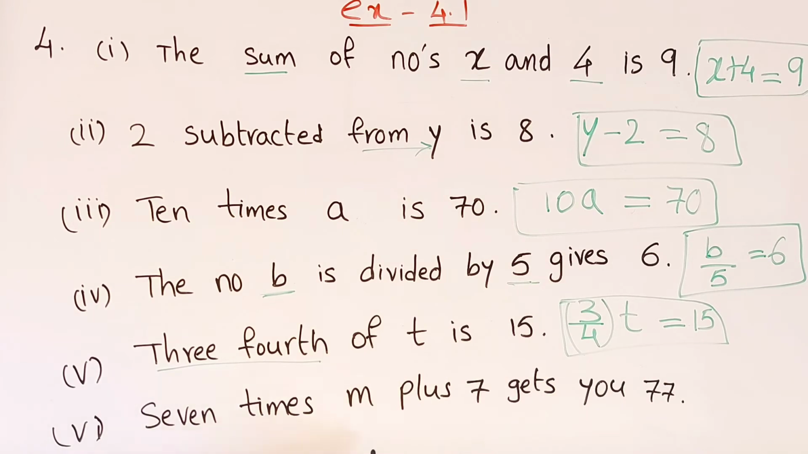Sixth one, 7 times m plus 7 gets you 77. 7 times m. That means 7 into m, 7m, plus 7. Addition 7 gets you or gives you 77. 7m plus 7 equal to 77. This is the sixth equation, children.